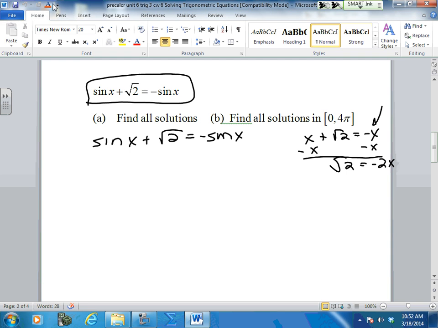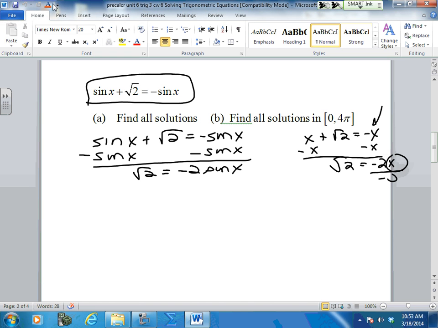So far, so good. Let's do that on this side. I need to get this sine over there. Subtract sine x. So now in your algebraic one, how do I solve for x? By what? Negative 2. So over here, I need to solve for sine of x. Divide by negative 2. Does this ring a bell to anybody?